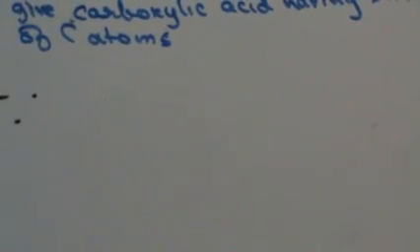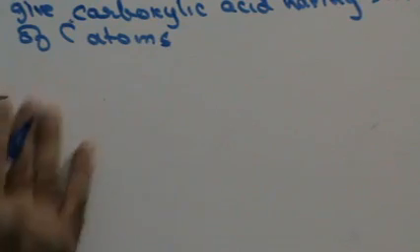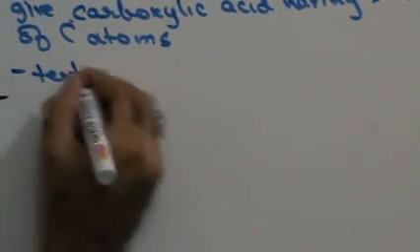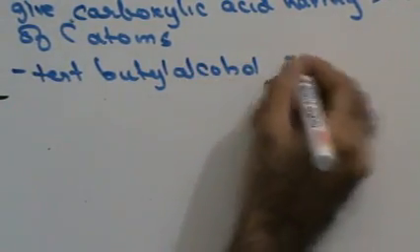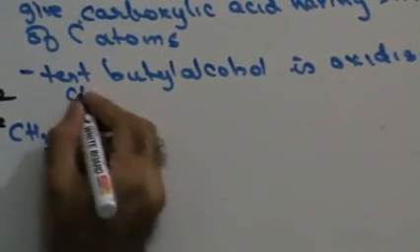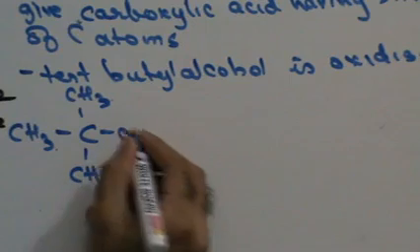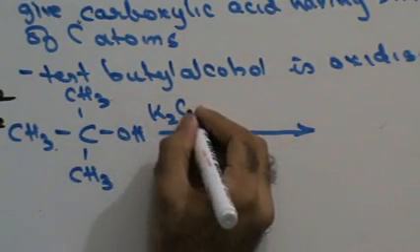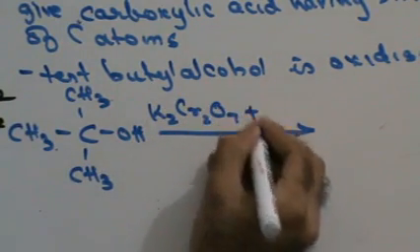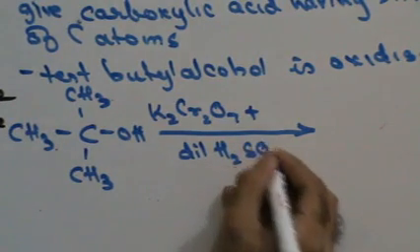What happens when tertiary butyl alcohol reacts with potassium dichromate and dilute sulfuric acid? Tertiary butyl alcohol is oxidized. Carbon, tertiary, CH3, CH3, CH3, alcohol, oxidized. It is oxidized by using potassium dichromate, K2Cr2O7, and dilute sulfuric acid.